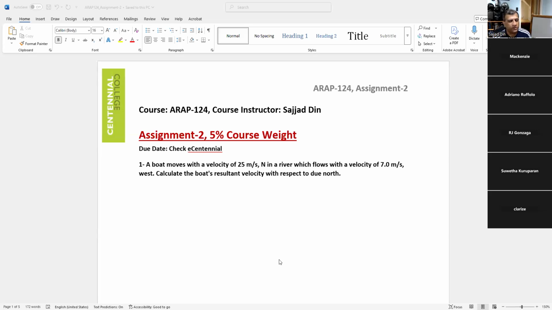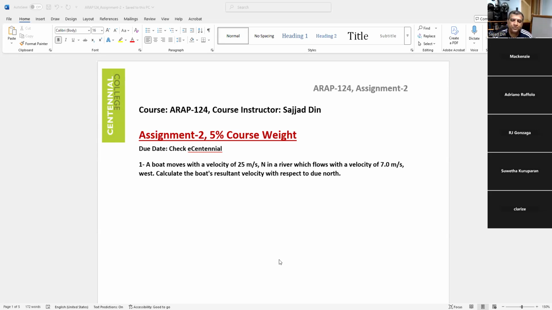Okay, so let's work on your assignment number 2. Well, first let's take a look at it. So here's assignment number 2. What do you need to do? Just find the resultant of the two vectors given.